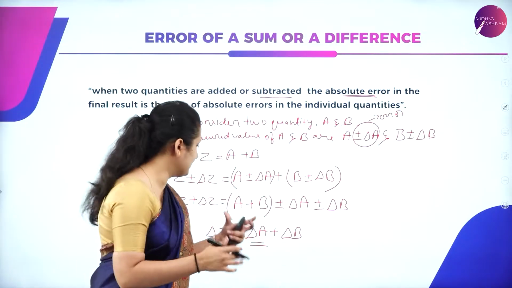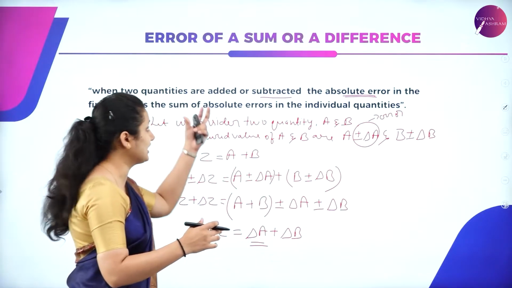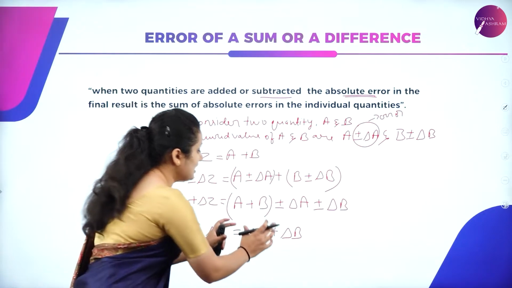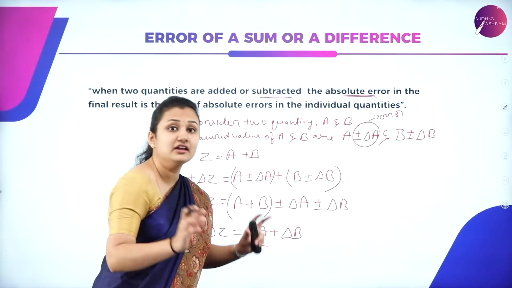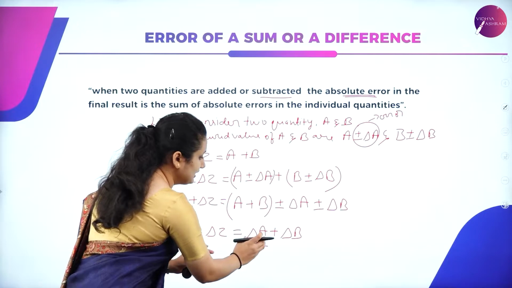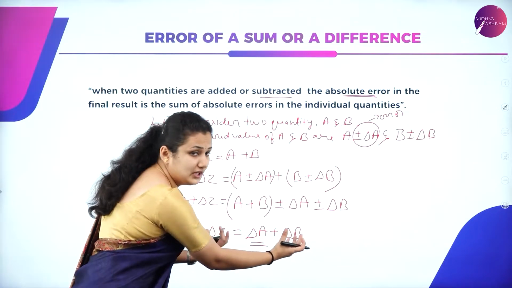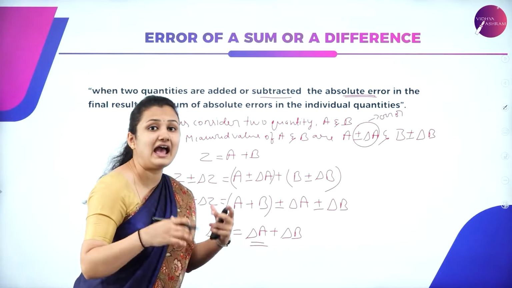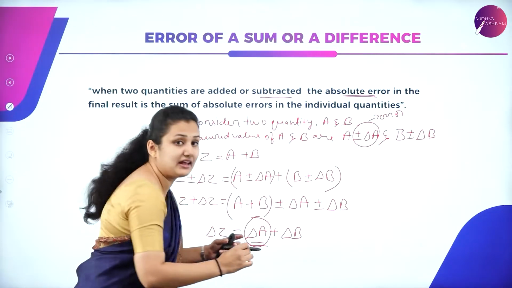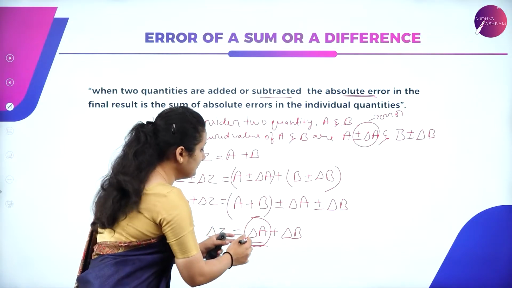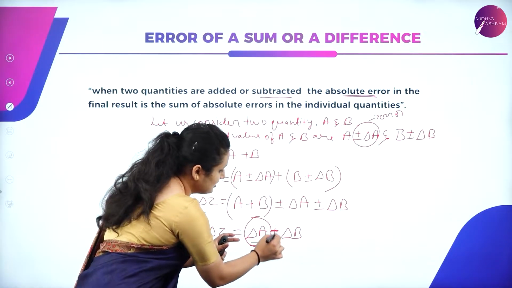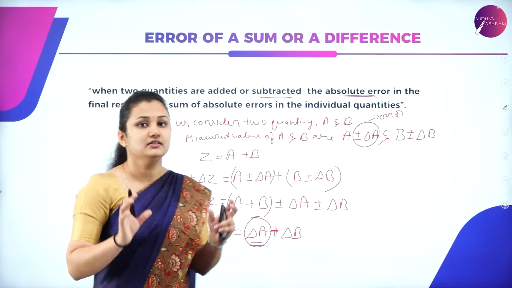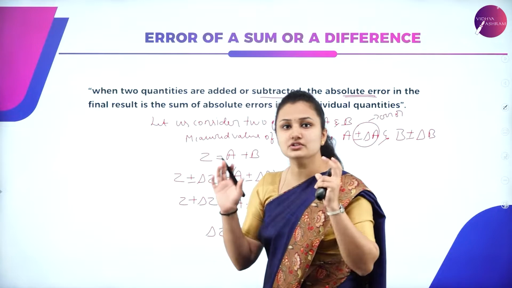So, the error at the end, that is the absolute error that I am considering in rule 1, will be the sum of the two absolute errors in the individual quantities, quantity A and quantity B. Delta A indicates that it is an error. So the absolute error in my final result is the sum of the absolute errors of the two individual quantities. This is what rule 1 is trying to tell us.